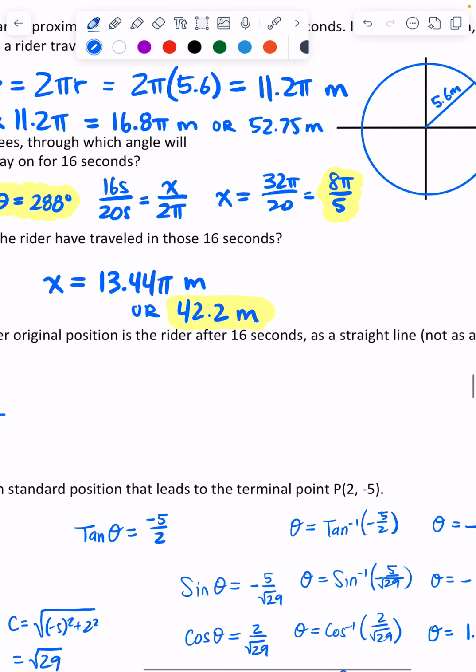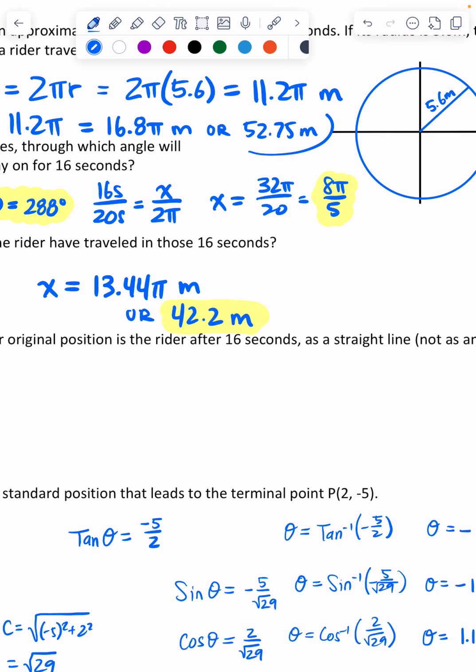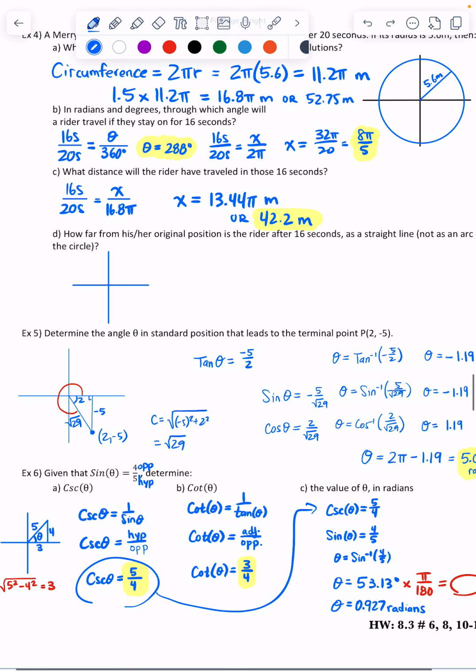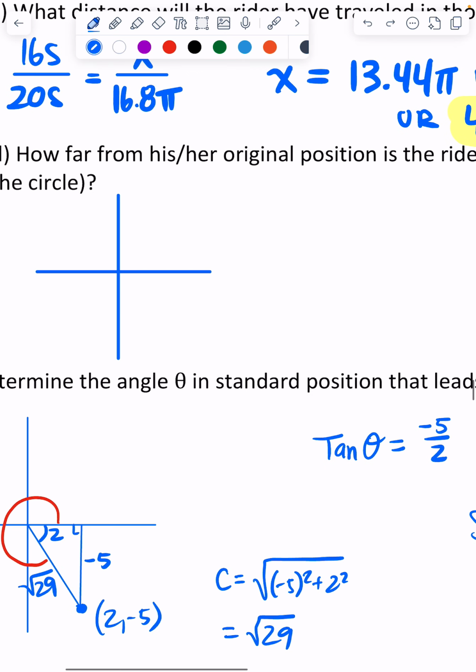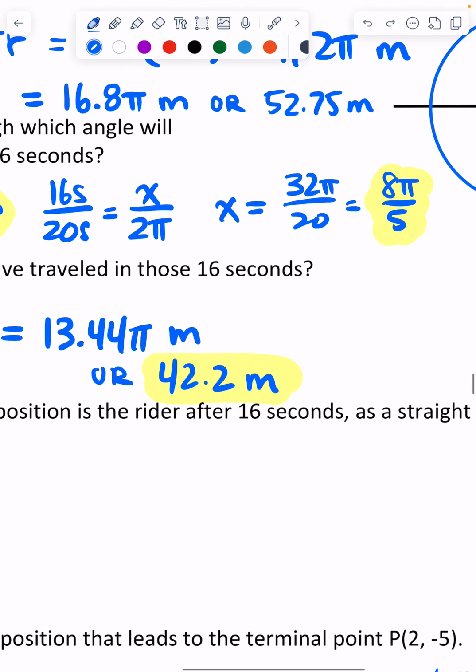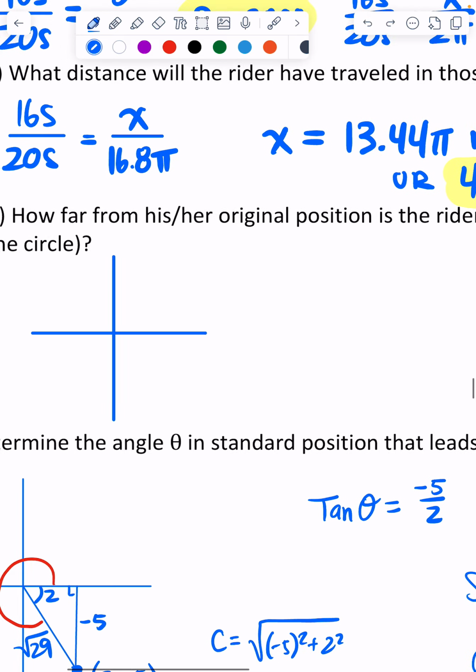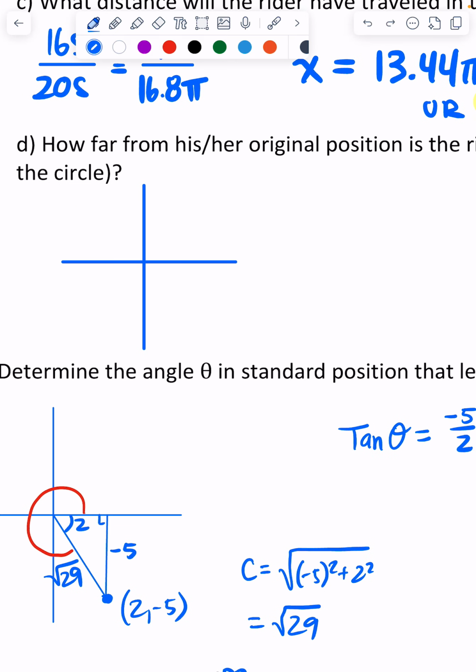If it was an arc of the circle, that would be fairly easy. You would just subtract 42 from 52, and that would be the remaining distance. But because it's asking for a straight line, you have to check out this idea. The rider traveled 16 seconds, or 288 degrees, or 8π/5 radians, if you want to think about it that way. Whichever way you think about it, the rider traveled about this far.